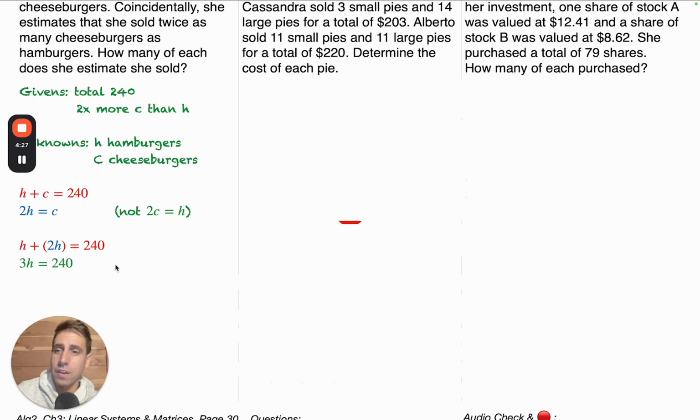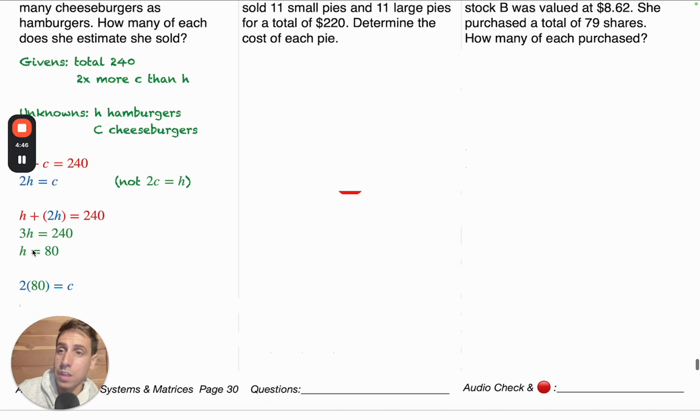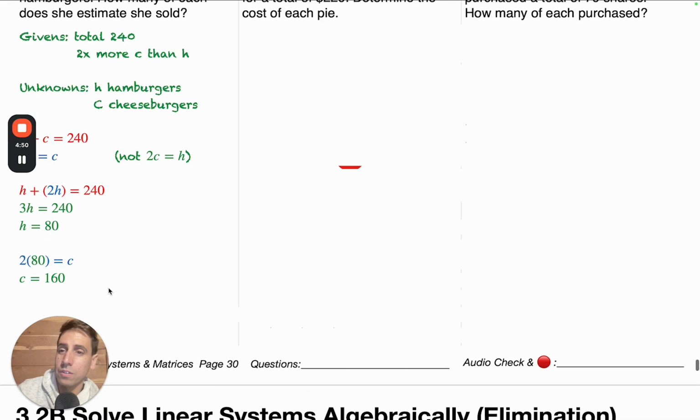If you want to simplify, you get 3H, and then dividing both sides by 3, you get H is equal to 80. Yay! Now, you're not done, because although you know how many hamburgers, you've got to also figure out how many cheeseburgers. Fortunately, you can just use this blue equation, plugging 80 back in. 2 times, I now know what H is, it's 80, is equal to C. So therefore, C is equal to 160.